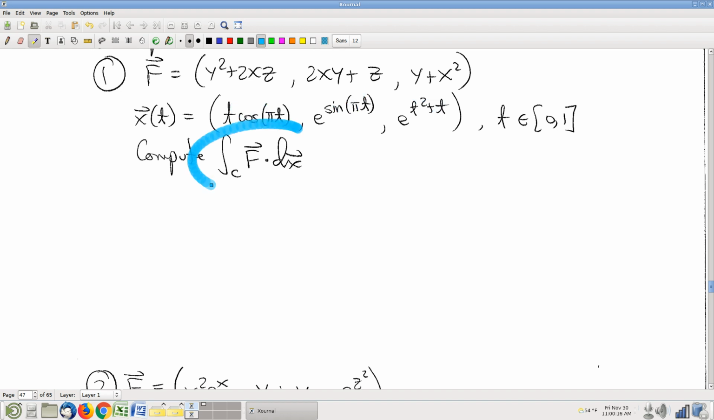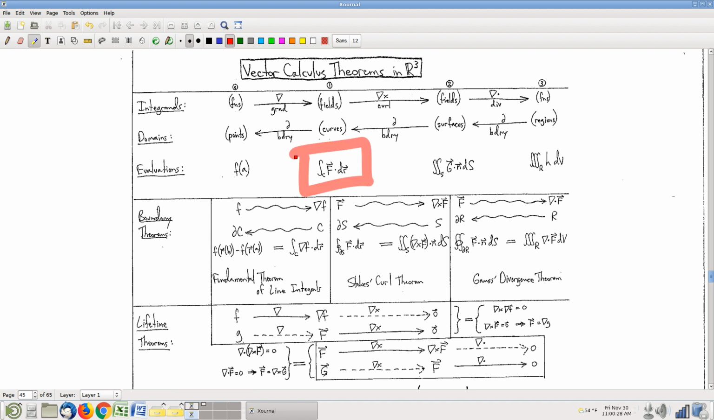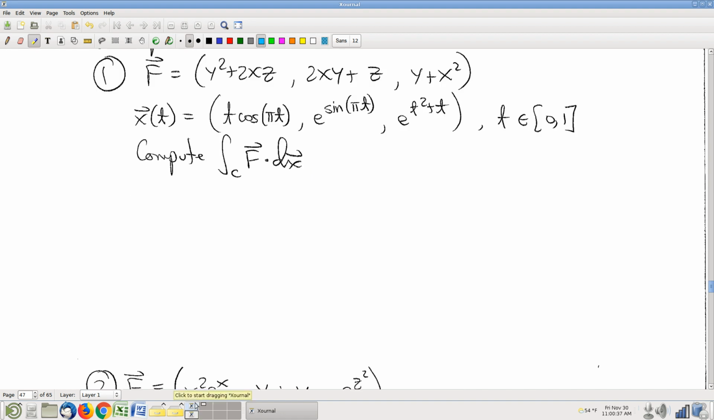Let's follow our process. Where are we? We're computing a line integral. Are we in R2 or R3? R3, because there are 1, 2, 3 components in the path. So line integral in R3. So we are looking for one of those. Diagram says compute curl. Everybody on board? Okay, so let's do that.